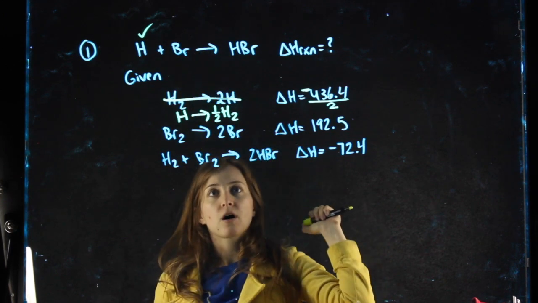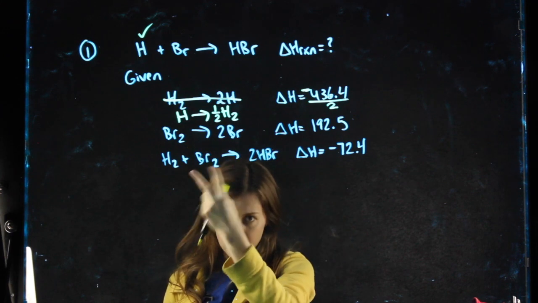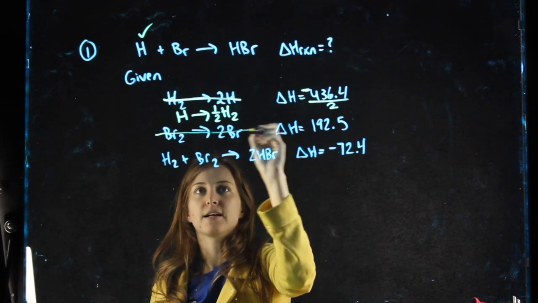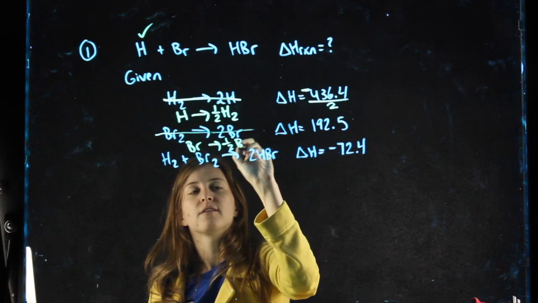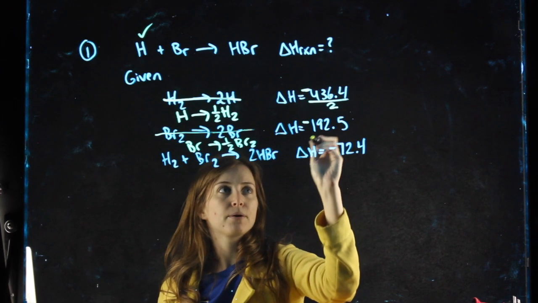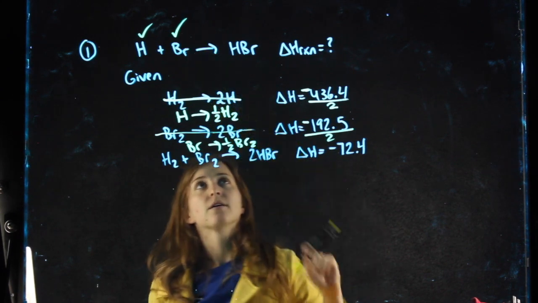I want 1 Br on the left. Same thing. Here I have 2 of them on the right. Flip, divide by 2, we'll get that done. Br goes to 1/2 Br2, flip, divide by 2. That gets me the Br.